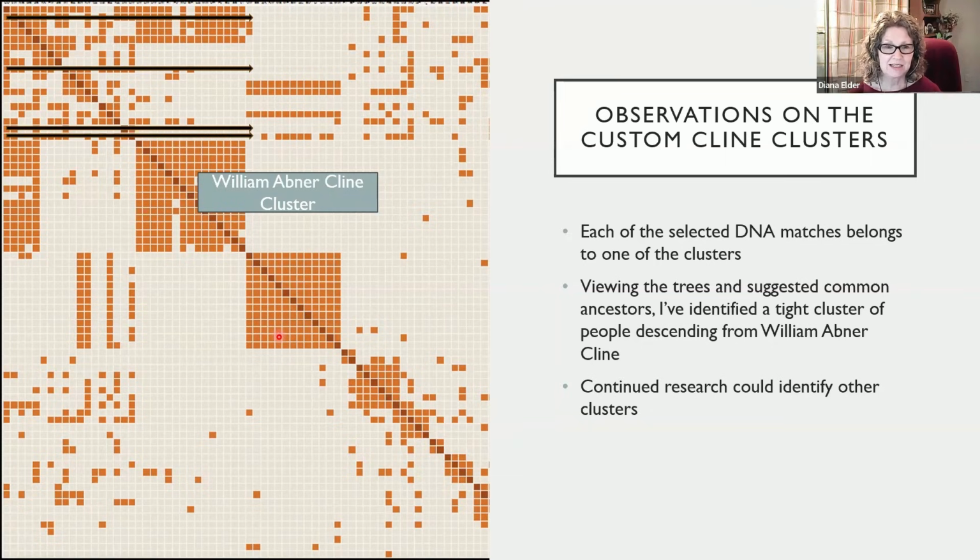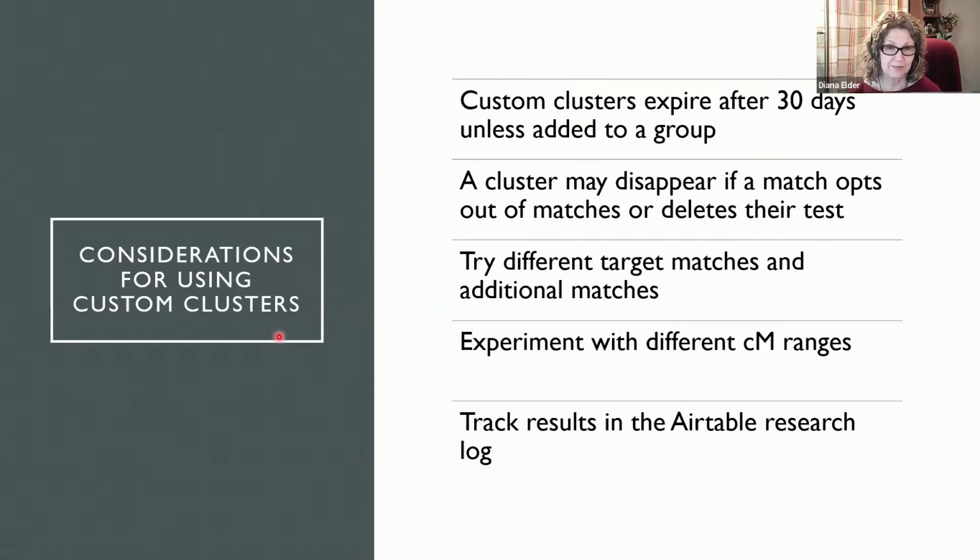So some ideas for using this. Remember that they expire after 30 days, so make sure you're adding to a group. I already have my big Klein cluster for John C. Klein. For these subclusters, I'm considering just naming those, subcluster, possible sibling. We can name our clusters whatever we want, and we can always change them. We can delete them if we figure out who they are, but we have to figure out some way to hang on to those until we have finished our research on them.